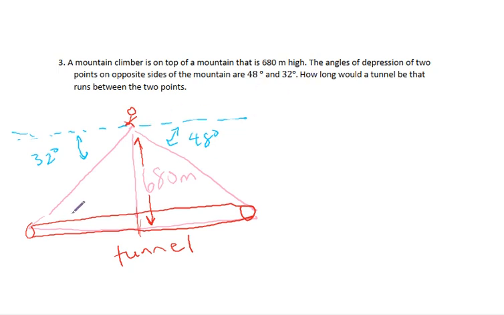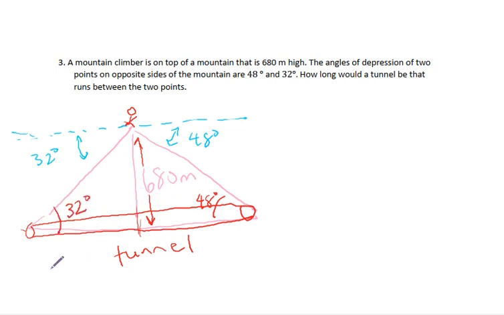Now it's saying that if we were to build a tunnel from one point to the next, how long would this tunnel be? So which means, if I look at this triangle in here, now thinking back to grade 9, there's that Z pattern. So there's a Z there, which means 48 degrees is there, and this is also going to be 48. 32 degrees is there, which means this is also 32.